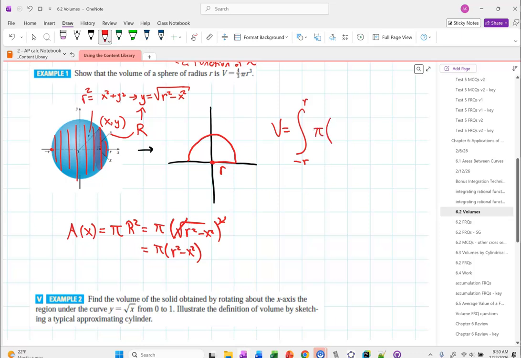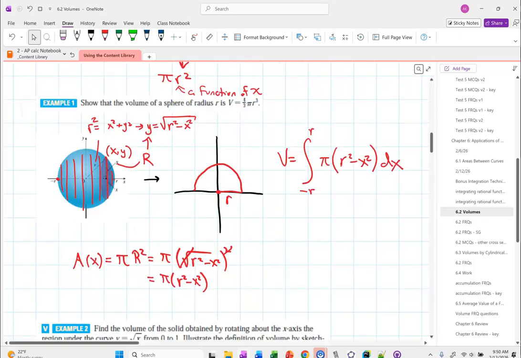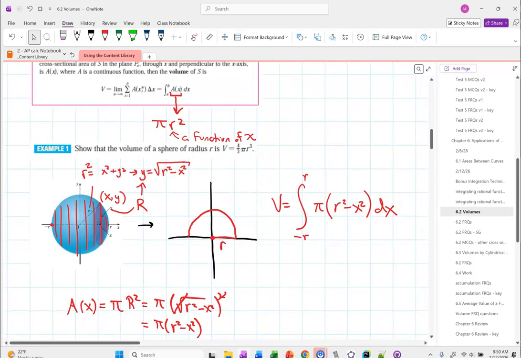And we have pi times (r squared minus x squared) dx. That's our formula, right? So the area of the circle times the dx, that's like the width of the slice, like an infinitely thin slice, or infinitely thin width. Okay?